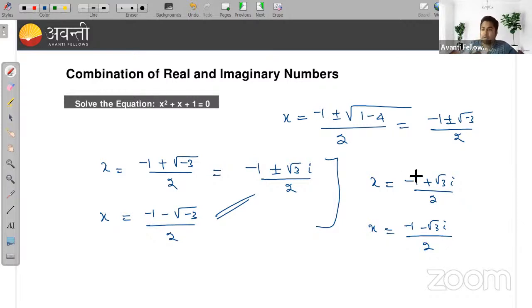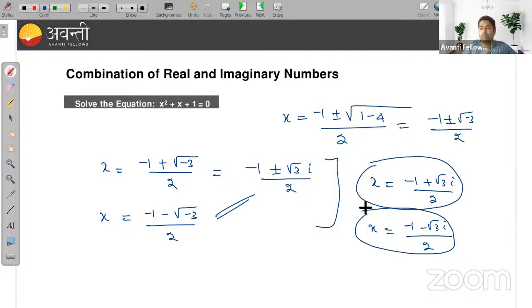Okay, so this is the root with positive sign and this is the root with negative sign. So two roots you are getting by solving this equation. One thing I would like to add here: this is actually my cube root of unity, or we'll study this in later classes, because questions from these portions will be asked in your examinations. So this is simply a quadratic equation and you are solving and getting two roots.